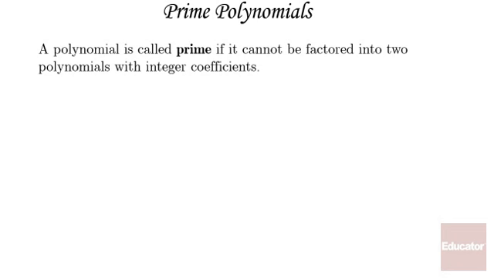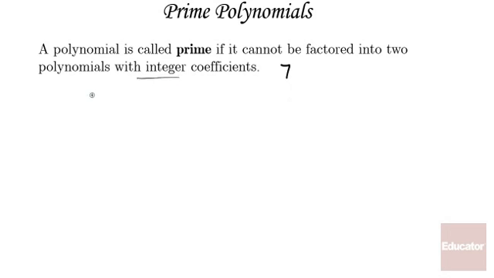Now, you may run into a situation where you have a prime polynomial. A polynomial is called prime if it cannot be factored into 2 polynomials with integer coefficients. You can't factor it down anymore. Just as with prime numbers, say 7, you can't break that up into the product of 2 smaller numbers. And it's the same idea with a prime polynomial. You can't factor it down any farther using integer coefficients.